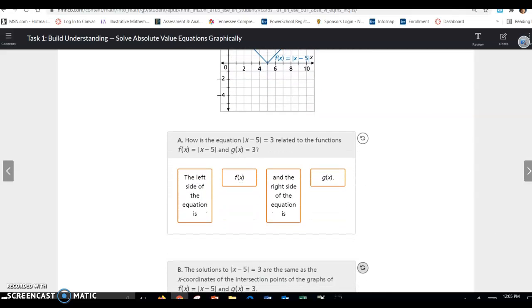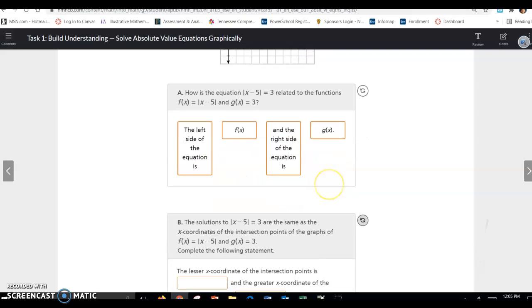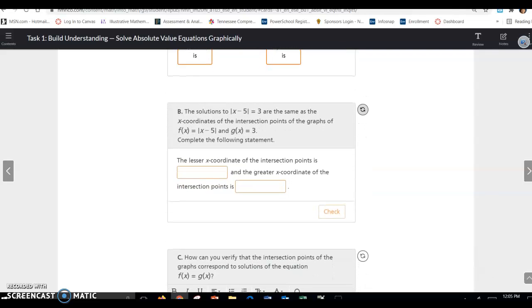Alright, so it says, how is the equation absolute value of x minus 5 equals 3 related to the functions f of x equals absolute value of x minus 5 and g of x equals 3? The left side is f of x, and the right side is g of x. So the solutions of absolute value of x minus 5 equals 3 are the same as the x-coordinates of the intersection points of the graphs of f of x and g of x.